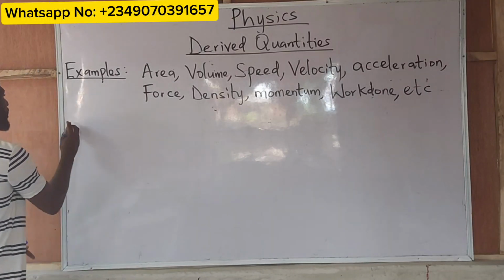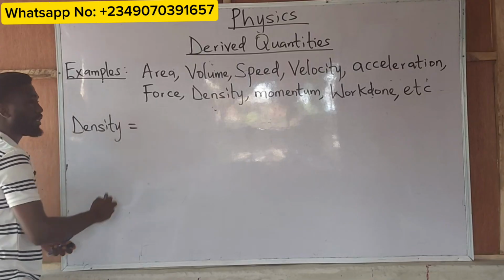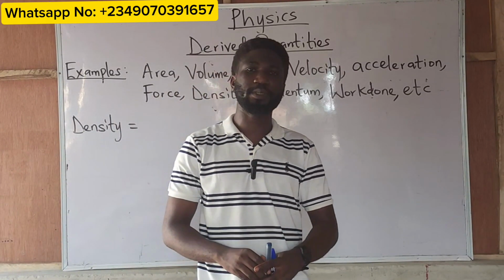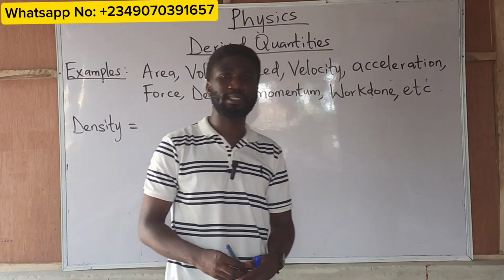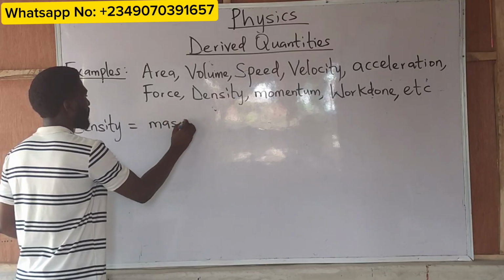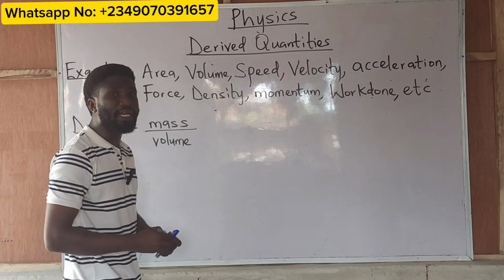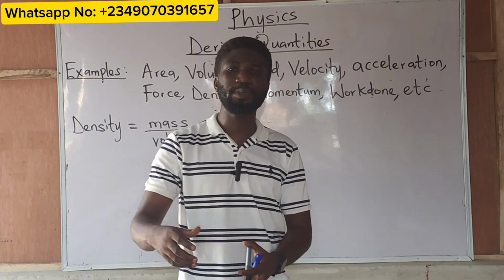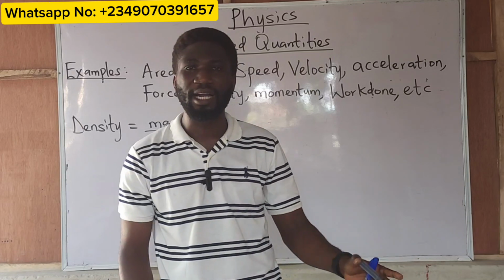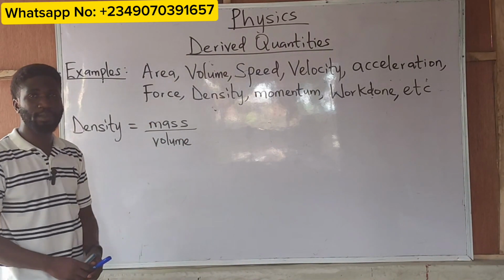So let's move to density. Density also has its own formula. And what is the formula for density? The formula for density is mass over volume. Remember we said that derived quantities are gotten from fundamental quantities either by multiplication or by division. So in this case, it is mass over volume.